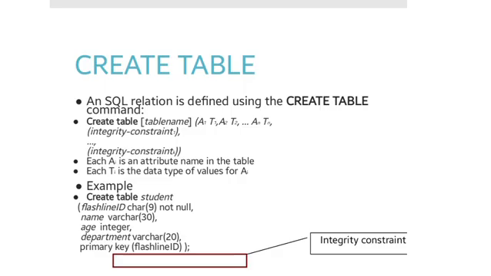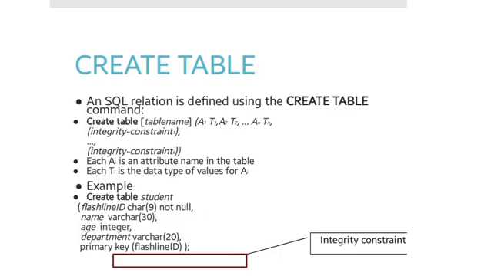Row. It represents records. It stores actual values. The create table command is used to define table name, column names, data types, and integrity constraints, that is, rules for valid data. The general syntax is create table, table name, column 1 data type constraints, comma, column 2 data type, comma, column 3 data type, etc. So let us consider an example.